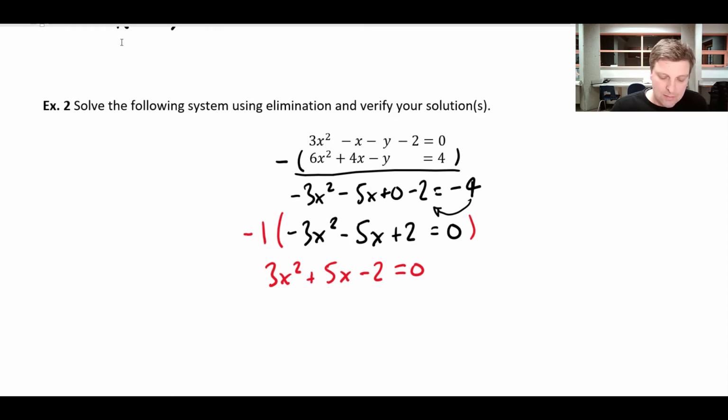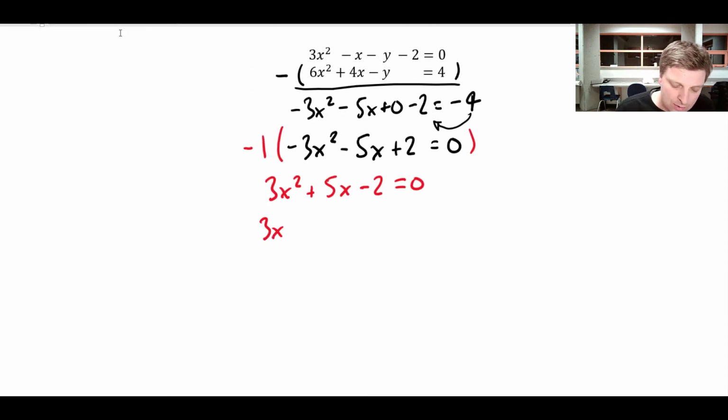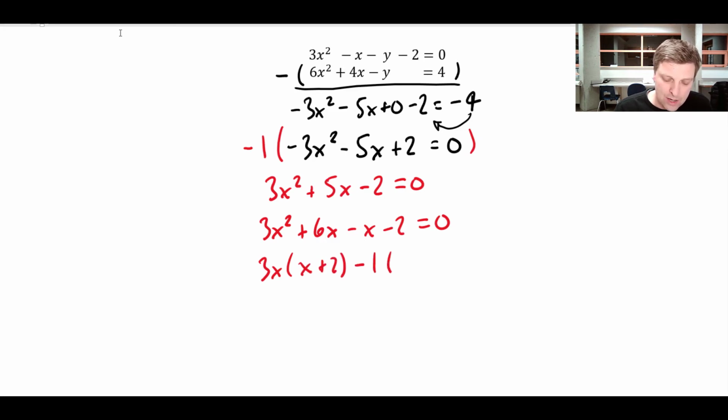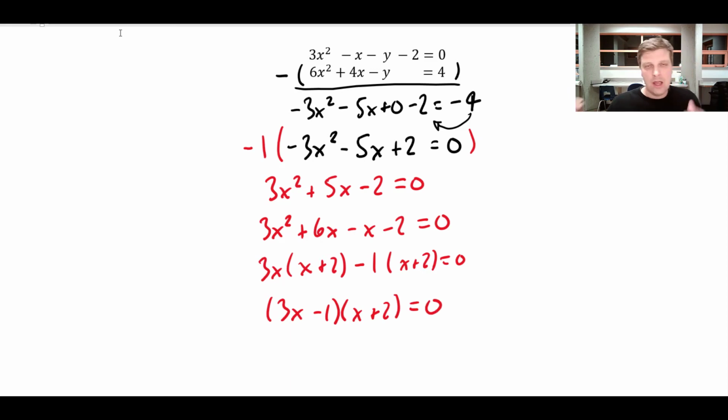We can decompose this down into 3x squared plus 6x minus x minus 2 equals 0, and then we can factor out 3x, x plus 2 minus 1, x plus 2 equals 0, and we're back to 3x minus 1 times x plus 2 equals 0, and we're right back to where we were in the last example, where x can equal negative 2 and positive 1/3.